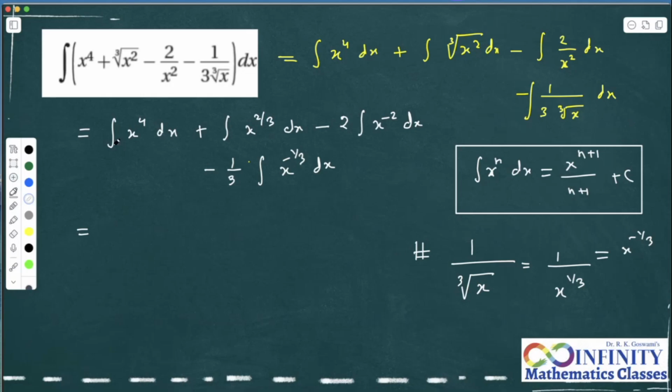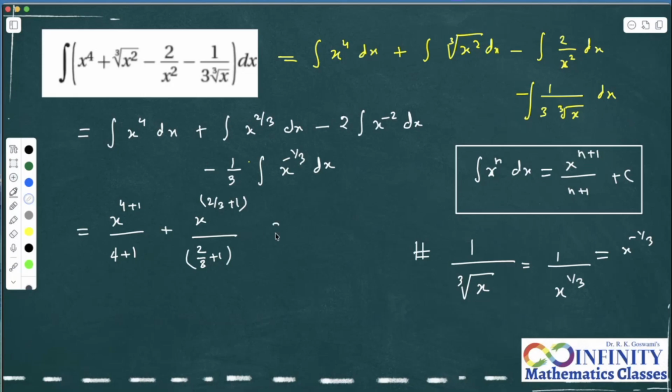Yeah. So now it's a simple task for you. Start with the first one. You need to just check what is the value of n and apply the formula. So for the first integral, the value of n is 4. So I should be having x exponent 4 plus 1 divided by 4 plus 1. This is the answer for the first integral. Second integral, x exponent 2 by 3 plus 1. Add plus 1 in the numerator and divide by the same. Am I right? Yeah. Okay. Yes.